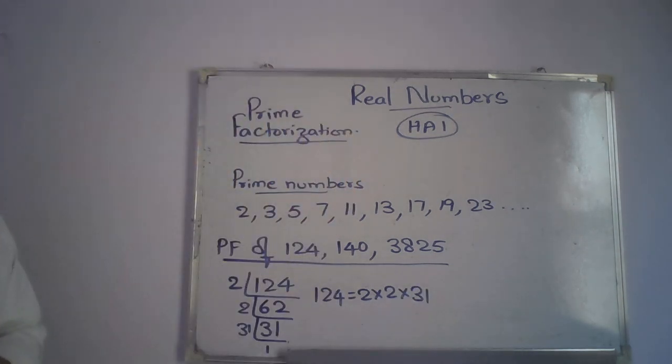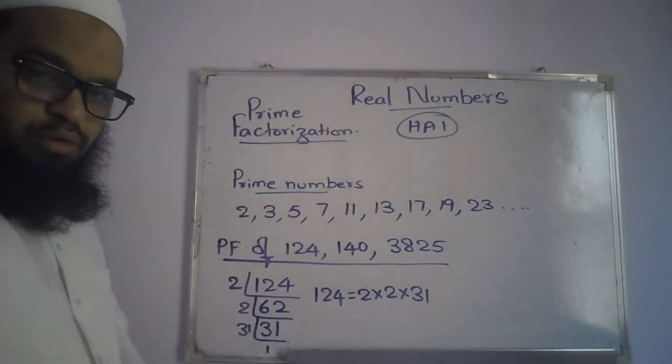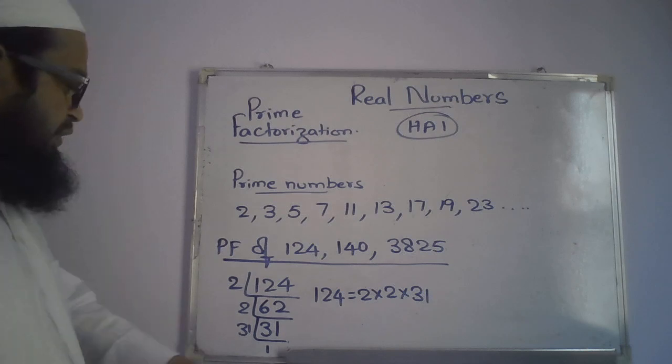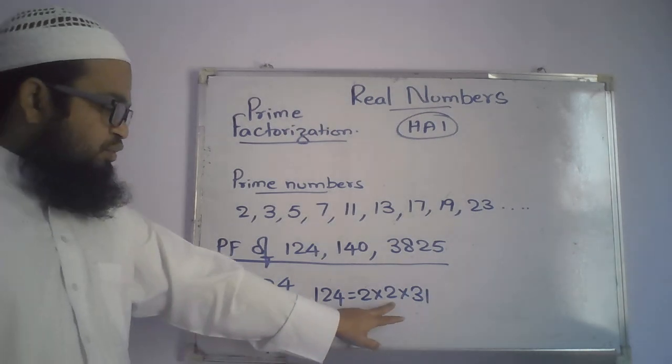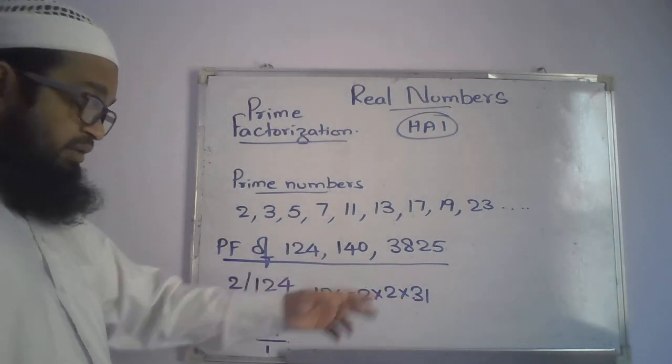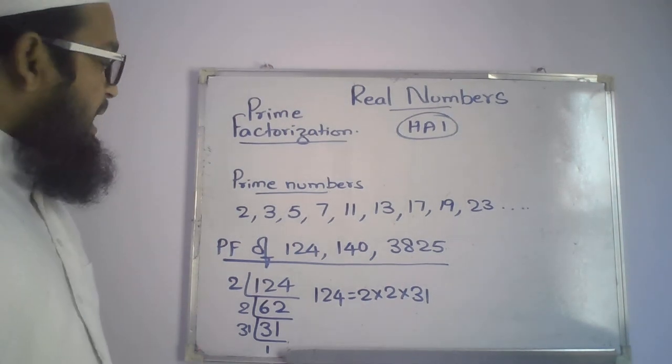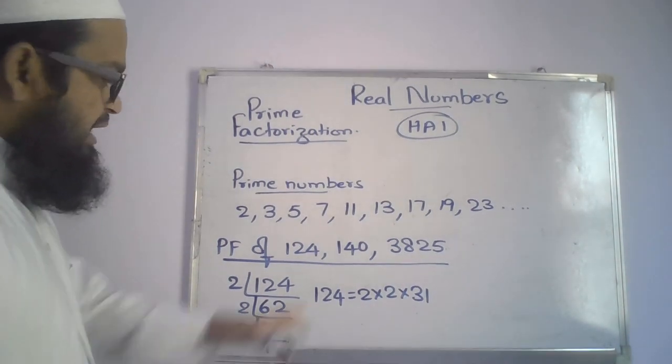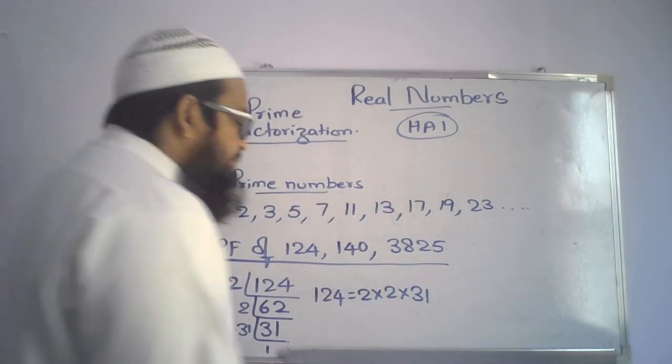समझ में आ गया सबको. 124, very good. Prime factorization of 124 is equal to 2 times 2 times 31 because 31 is a prime number. Okay, and next उसके बाद देखेंगे हम 140.